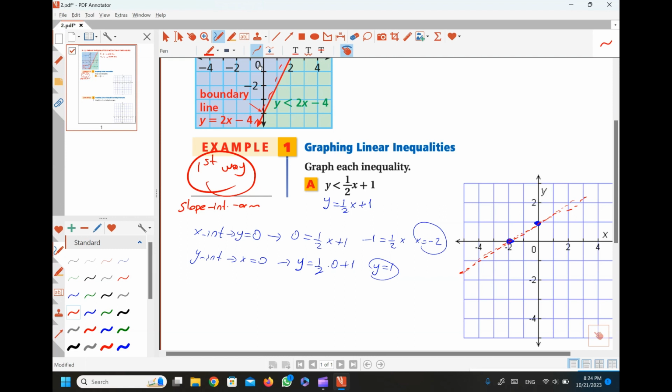to figure out what side we have to shade, what region we have to shade. So when you look at the symbol, it's less than, so we shade below the line. So you shade this part. So this part will be your solution. Every point in this region will be your solution. It doesn't matter what point you pick in this region, every point should satisfy this inequality. So the whole region here, the region below the line, will be your solution.